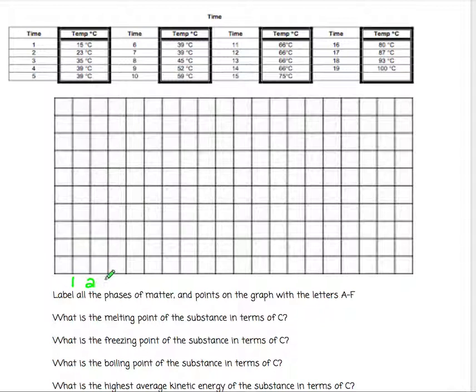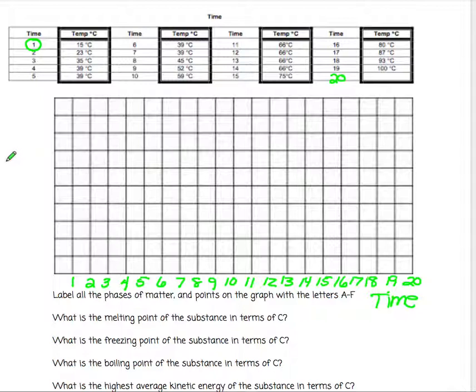All right, 1, 2, 3, and so on up to 20. Okay, so I'm going from time 1 minute to time 20 minutes. This is time. And we're going to be adding heat every minute, joules per minute. Maybe 5 joules per minute, maybe 100, maybe 1,000. And on this axis over here, we have temperature.